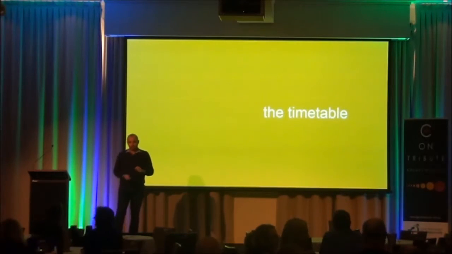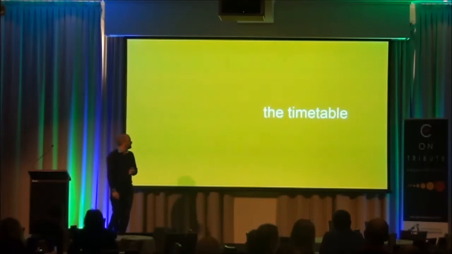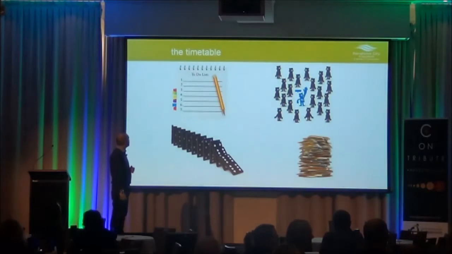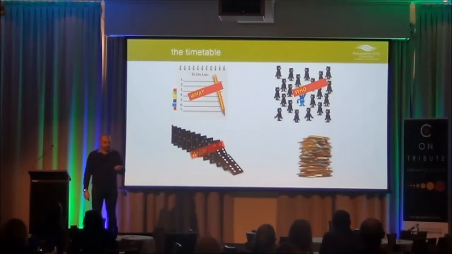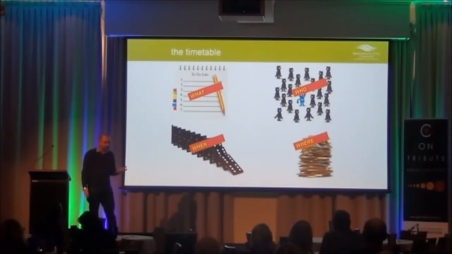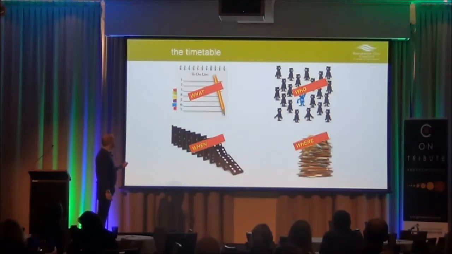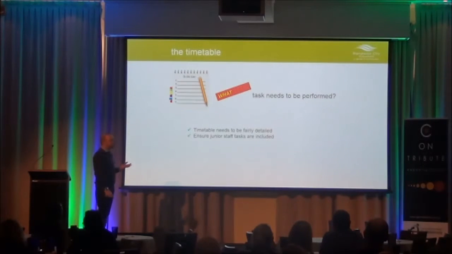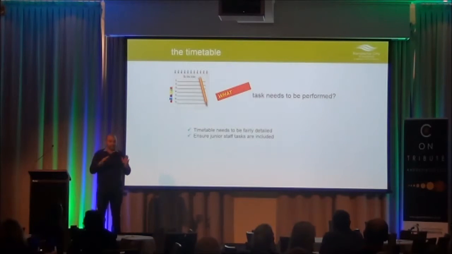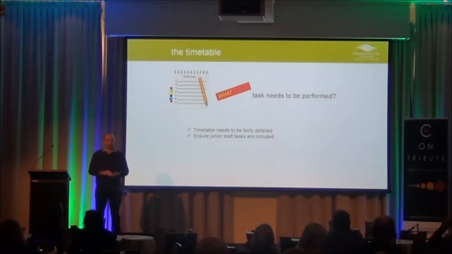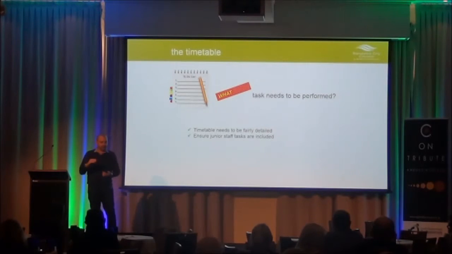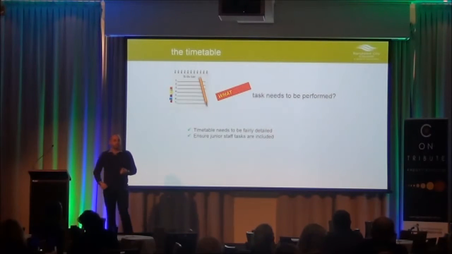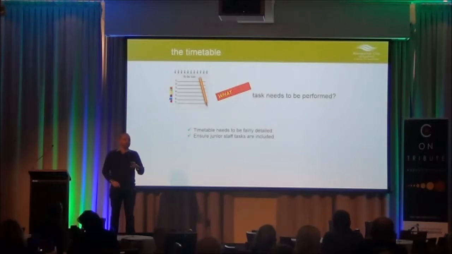So we've got the timetable that we've set up at Randwick. It's fairly detailed. So we've got the what, the who, the when, and the where. So it's pretty simple stuff. The what. So your timetable needs to have exactly what needs to be performed, and I'll go into how I come up with those tasks a bit later on. But you also need to ensure that you've got all the tasks on there, and make sure you've got some of the tasks on there that include your junior staff.